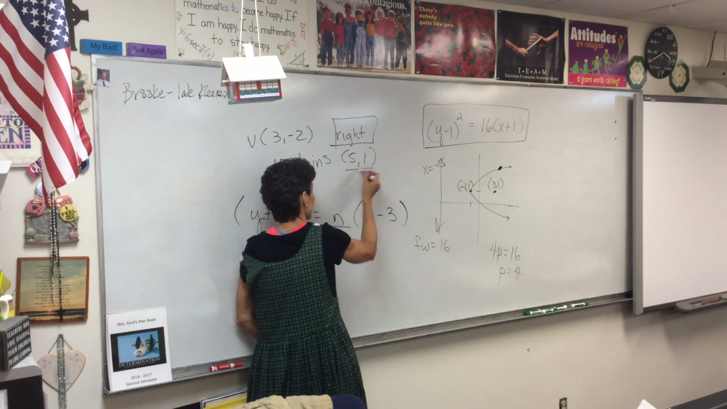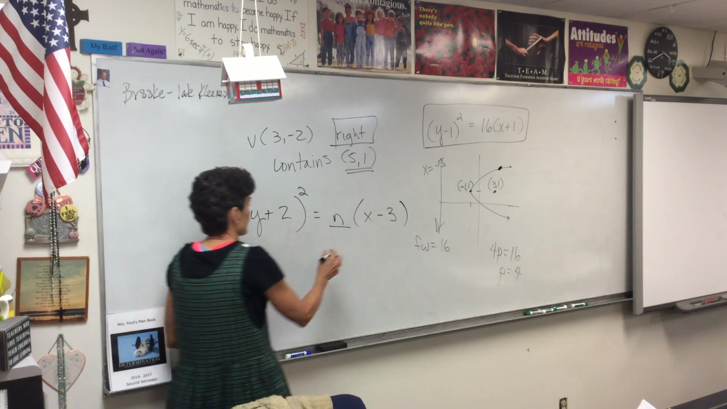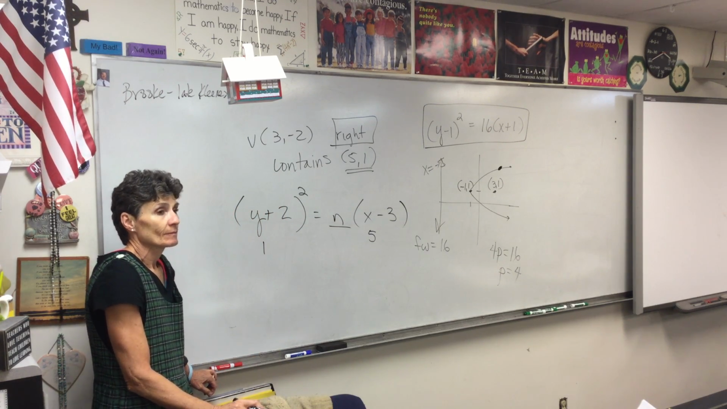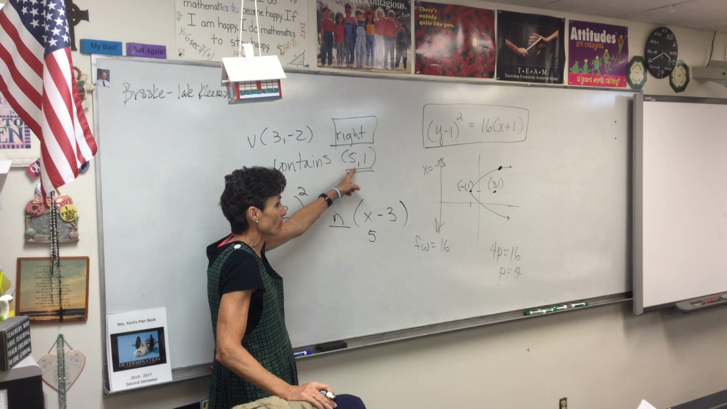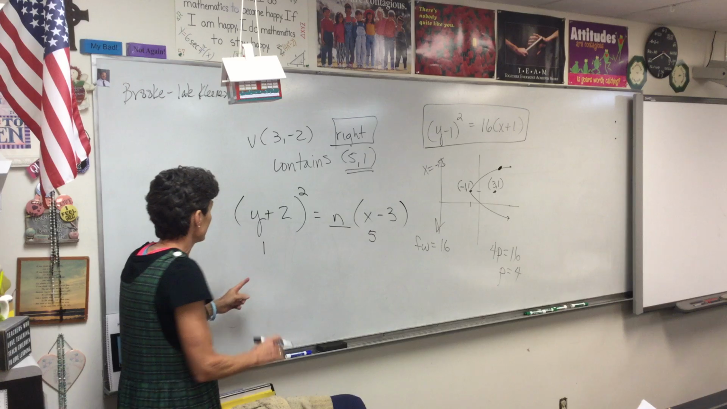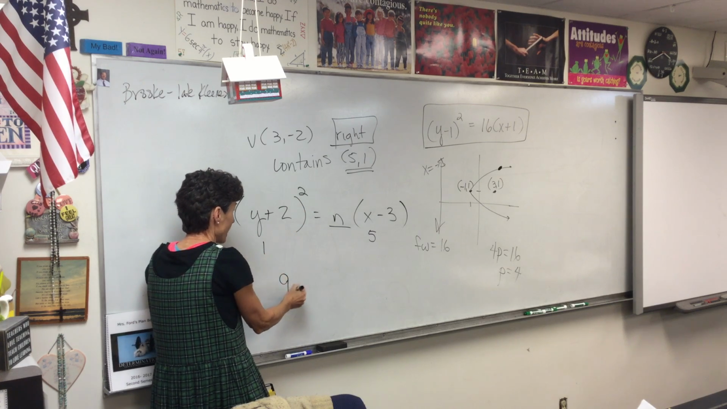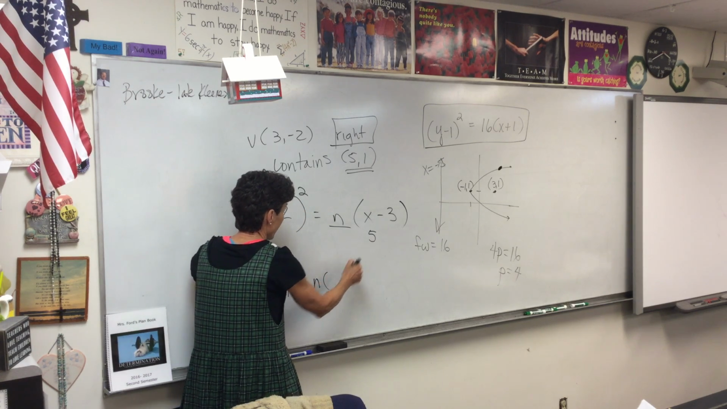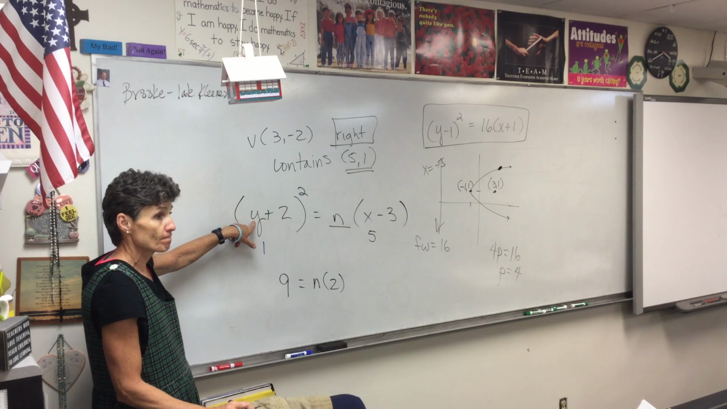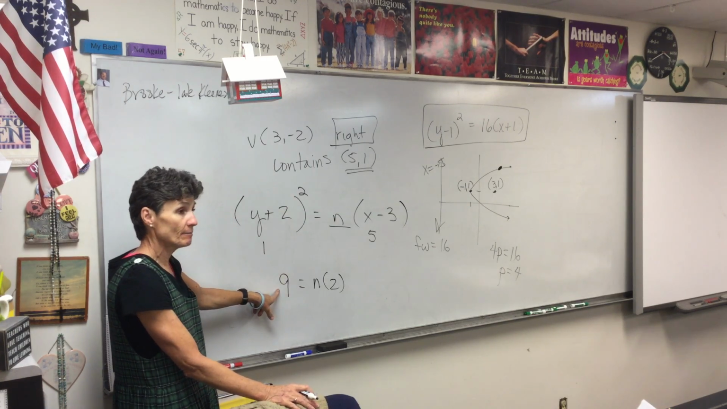Here's what you know. See this right here? That sounds so violent. It says if x is 5, y is 1. It says the curve contains the point (5, 1). So in other words, if x is 5, y is 1. So we have (1 + 2) squared equals n times 2. We put 1 in here because it said y was 1. So 1 + 2 is 3, squared is 9.